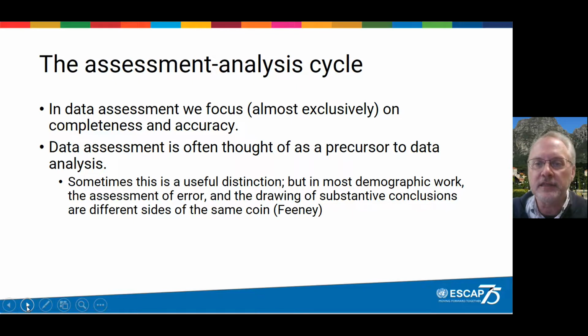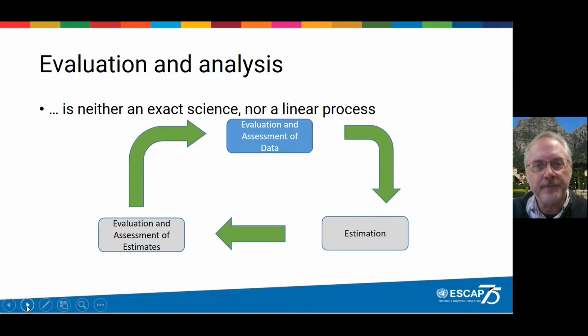Sometimes this is a useful distinction, but in most demographic work, the assessment of error and the drawing of substantive conclusions are different sides of the same coin. And so we have to see the process of data assessment and data evaluation and estimation from demographic data as being part of a nonlinear iterative process. To reiterate, the process of evaluation and analysis is neither an exact science, nor is it linear.